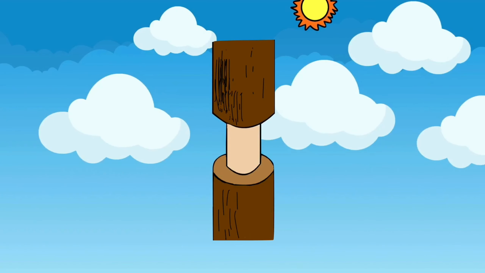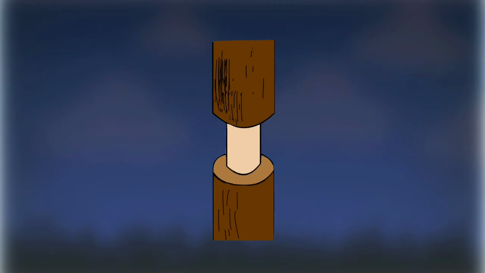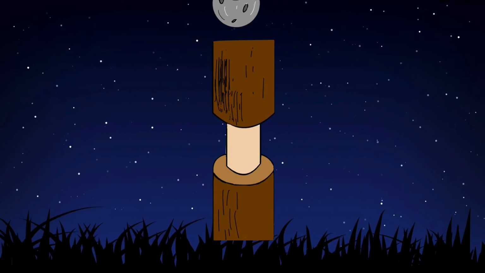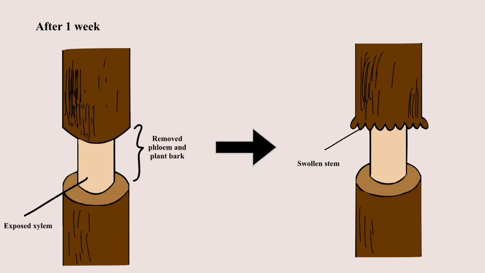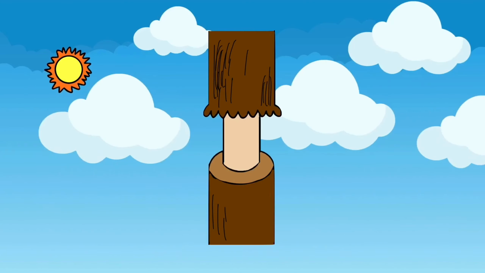After that, the plant is watered every day and left for a week. After 1 week, the part of the stem above the ring started to swell. You can see the differences in the diagram shown. Then, the plant is left for another week.